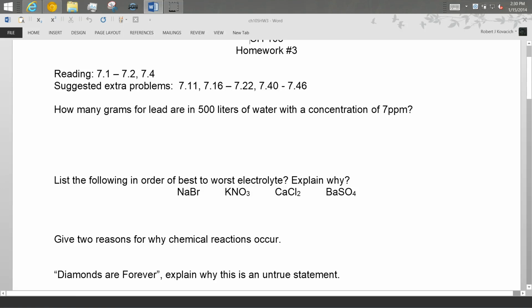Okay, let's go ahead and take care of this homework. How many grams of lead are in 500 liters of water with a concentration of 7 ppm? How do we manage this? What's the equation look like?